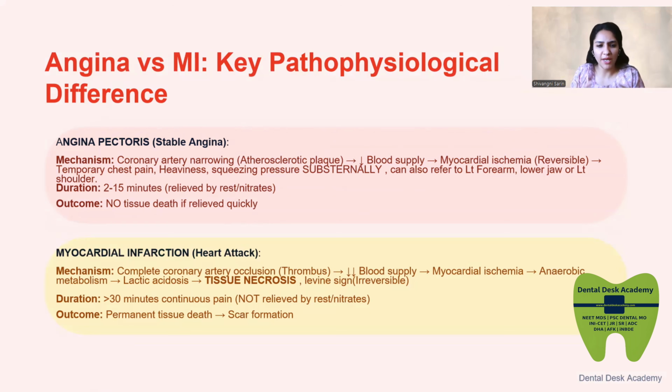So there is this chest pain, heaviness, squeezing substernally, and this pain can also be referred to your left jaw, your left shoulder, and your left forearm. Now, what are you going to do if something like this is happening in your dental chair? Remember, no tissue damage has occurred. It is very much reversible. You're going to give a metered sublingual dose of glyceryl trinitrate or nitroglycerine. You're going to give it every 5 minutes.